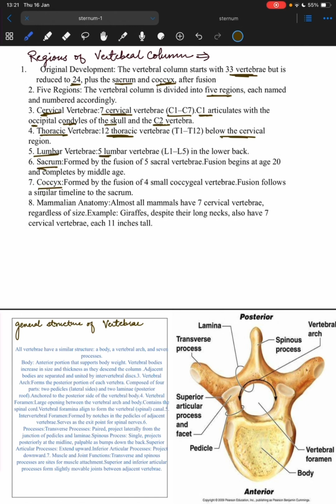Lumbar vertebrae are 5 in number. They have a large body and are in the lower back portion. The sacrum is formed by the fusion of 5 sacral vertebrae. The fusion starts at the age of 20 and completes at mid age. And the coccyx is formed by the fusion of 4 coccygeal vertebrae.